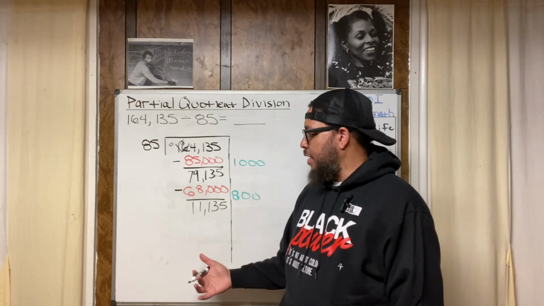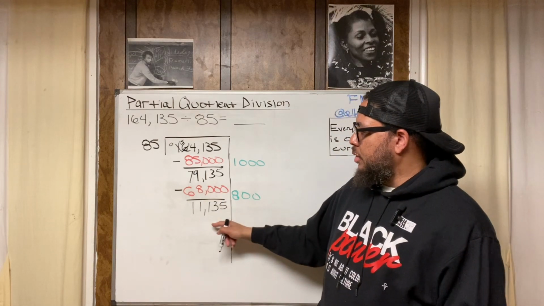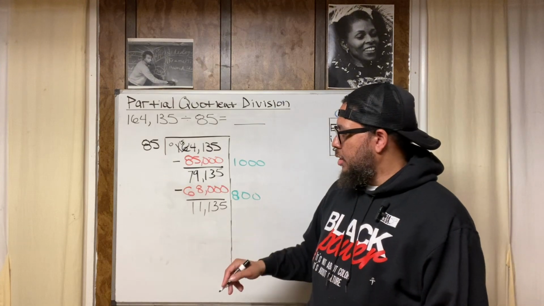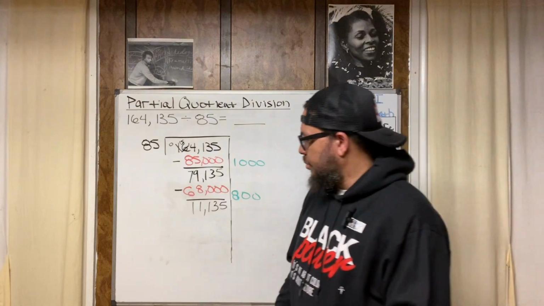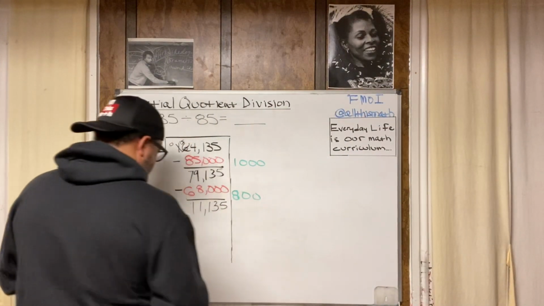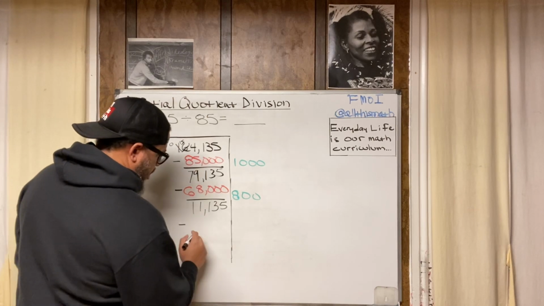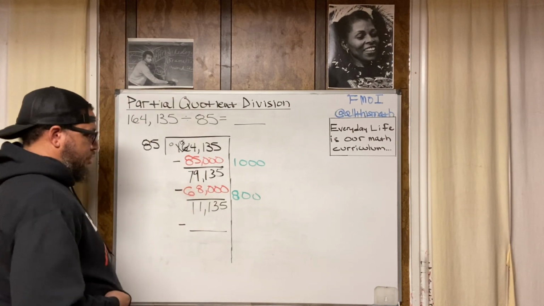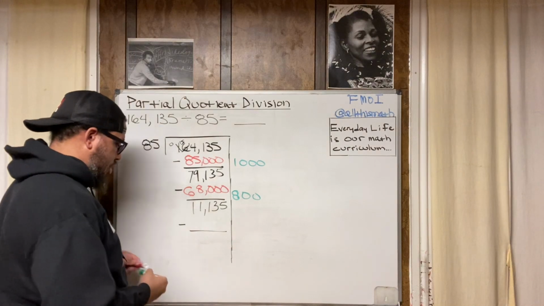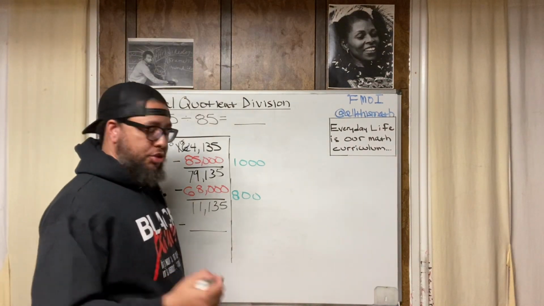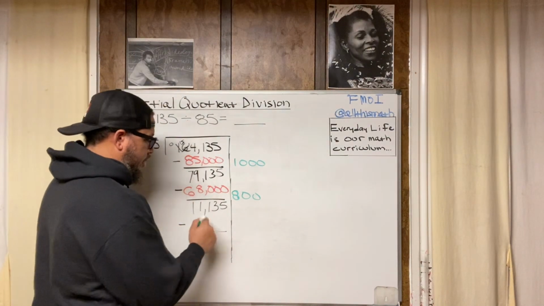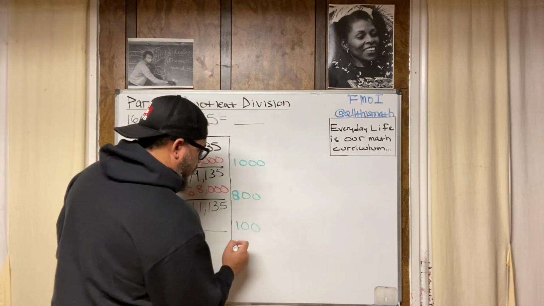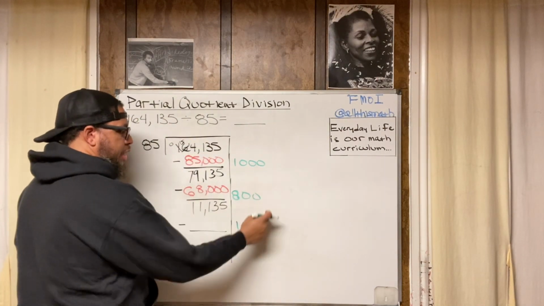And if I do 85 times 200, that's going to be 17,000, which is more than this. Let's do 85 times 100. Let me do my minus sign and my underline. And then we're doing 85 times 100, right? And why am I doing 85 times 100? Because that's going to give me 8,500, which is less than this number right here, this partial dividend. So I'm going to put 100 right here. That's another partial quotient. I got 3 of them, right?